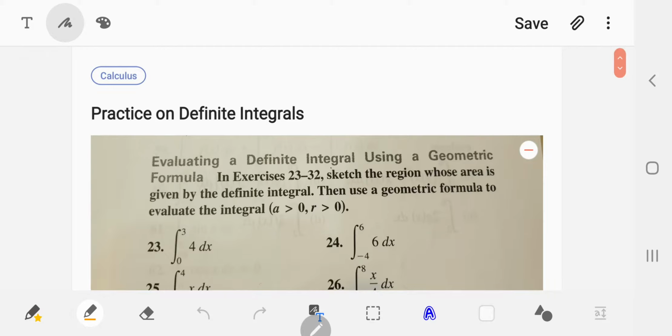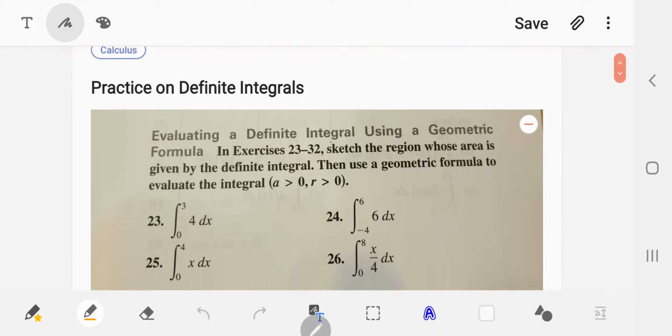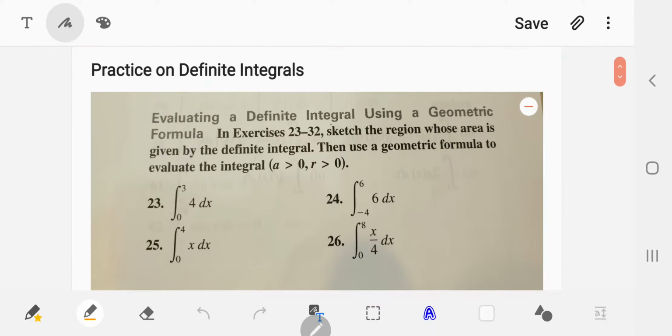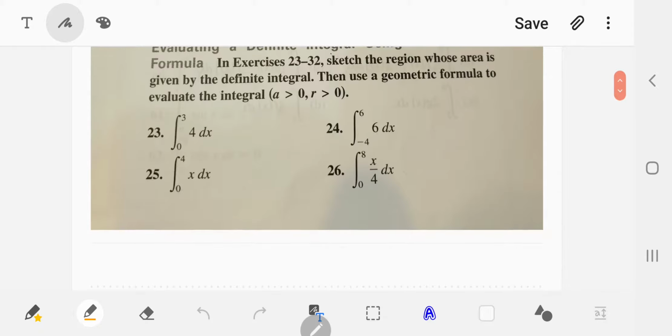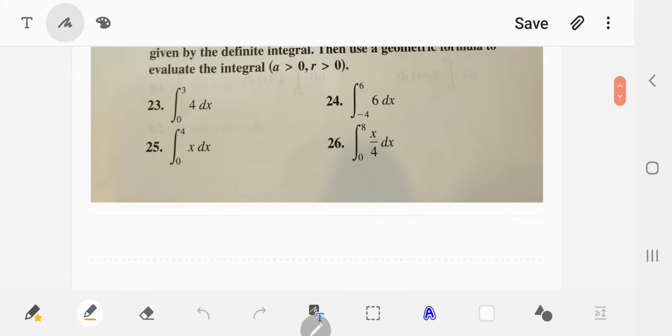Okay, let's try to do some practice on definite integral. Let's have a look at this group of questions. It says sketch the region where the area is given by a definite integral, then use geometric formula to evaluate the integral. Question 23 here, it's explained already in the video. It happened that I used the same numbers, so no need to do it. I will do question 24 to remind you about definite integral again.